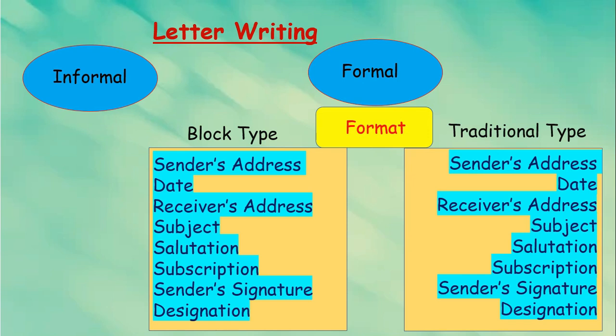Receiver address means to whom we are writing. Salutation means how we are going to address that person. For example, respected sir, dear madam. Subscription means how we are going to close our letter with yours obediently, yours faithfully, yours sincerely. Then we have a signature, and designation means if you are writing to any organization, what is your designation in that organization? For example, if I am applying for any application at the school, I will write my designation as a teacher.